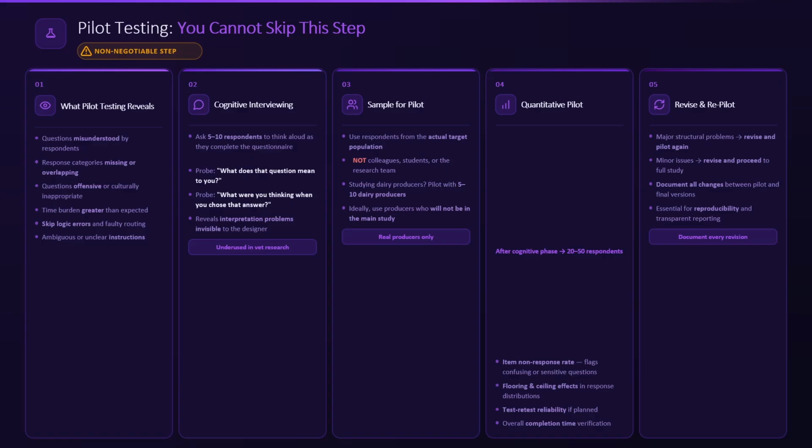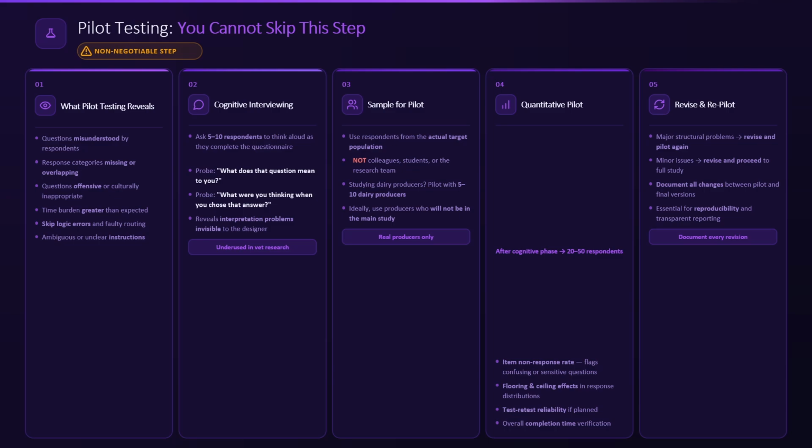The most powerful qualitative technique is cognitive interviewing. You sit with 5 to 10 participants from your target population. Real dairy producers, if you're studying dairy producers, not colleagues, students, or the research team, and ask them to think aloud as they read and answer each question. Probe with, what does that question mean to you? And what were you thinking when you chose that answer?